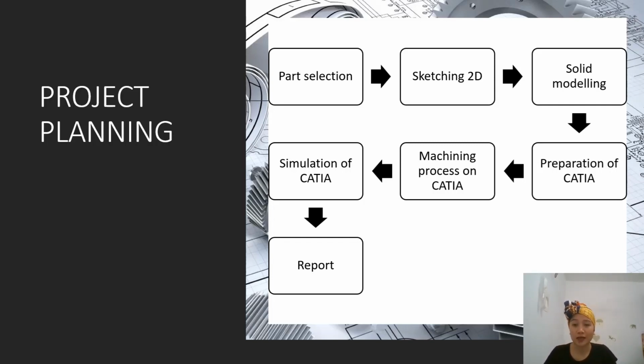Solid modeling is done using CATIA software, and that will be presented by my friend later on. After we are done with solid modeling, we move to preparation in CATIA, then the machining process on CATIA, simulation, and finally the report of this project. So let's move on to the next.